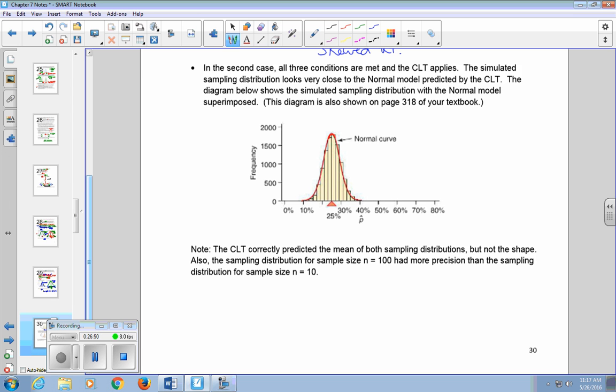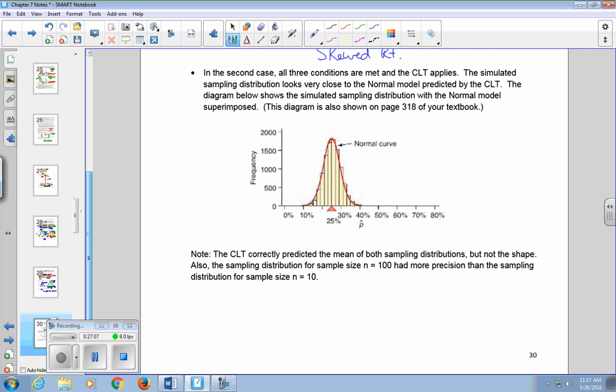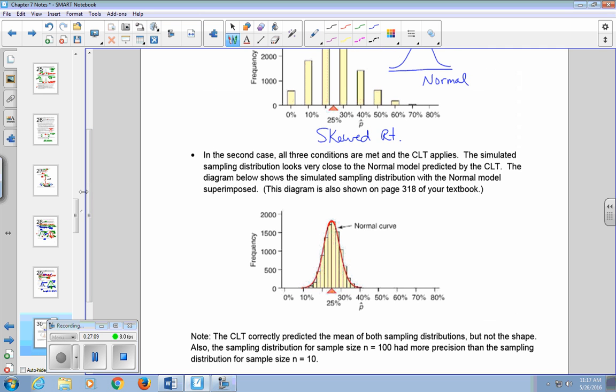And note, the central limit theorem correctly predicted the mean of both sampling distributions. So the center of both were at 25%, but the shape wasn't correctly predicted in the first one. Also, the sampling distribution for sample size n equal to 100 had more precision than the sampling distribution for sample size of 10. So again, precision talks about spread. So notice that this distribution is quite a bit more compact. It goes from about 10 to 40% than this one. This goes from about 0 to 70%.